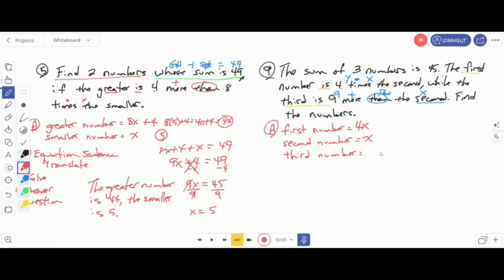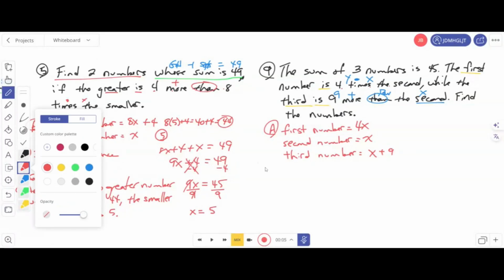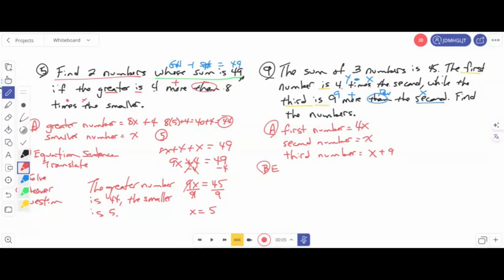So x plus 9. Now we look for our equation sentence, or in this case, phrase. Sum of 3 numbers is 45. That is a sentence. Now we translate. Sum of the numbers, first plus second plus third equals 45.